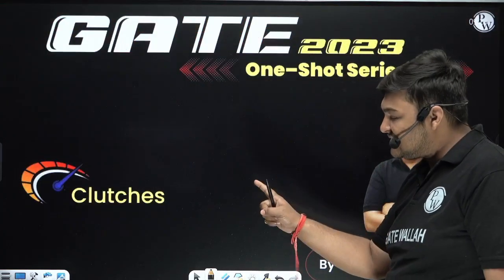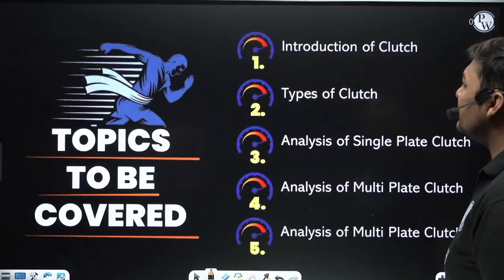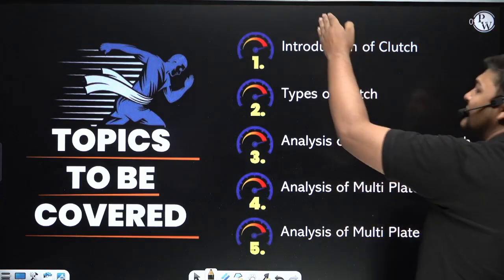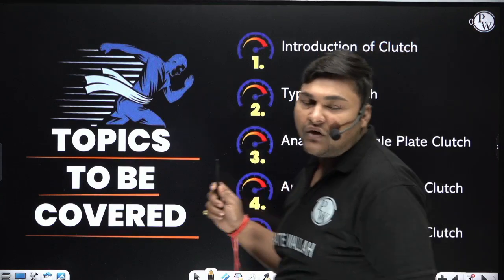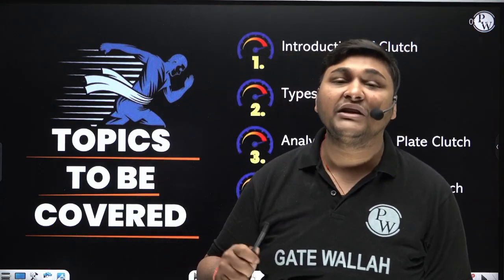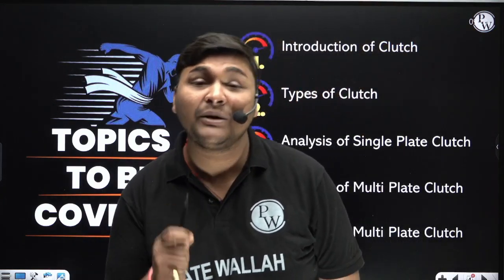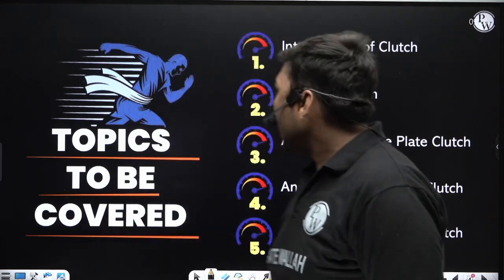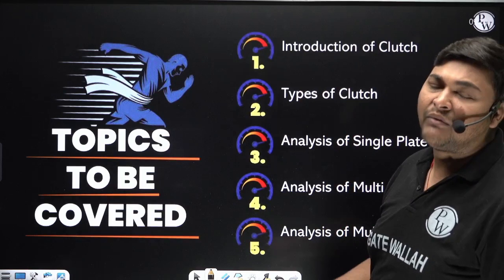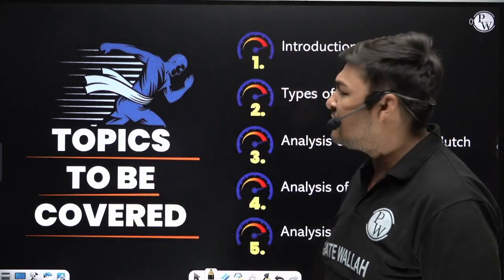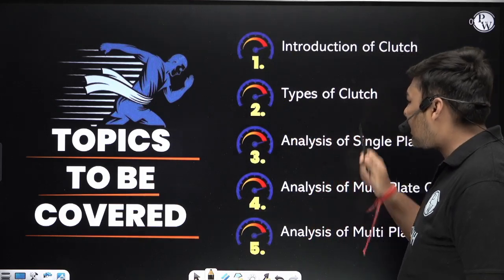So today the topic which we are going to complete is clutches, and this will be our lecture flow of today's class. First we will discuss introduction of clutch. In introduction of clutch, we will discuss what is clutch, what is the definition of clutch, what is the basic purpose of clutch. After that, we will discuss types of clutch, various types of clutch, what are positive clutch, what are friction clutch, that we will discuss in second flow, that is types of clutch.